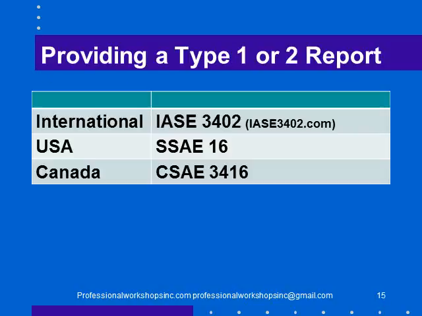Now, the provision of a type 1 or type 2 report is an even more complicated and even less frequent event. And there are 3 sets of standards. There's an international standard, ISAE 3402, and there's actually an ISAE 3402 website that I've noted there. In the United States, it's SSAE 16, and in Canada, CSAE 3416. So if you are an auditor auditing the service organization and providing either a type 1 or type 2 report, these are the sections that you would follow. But as I said, this is infrequent.